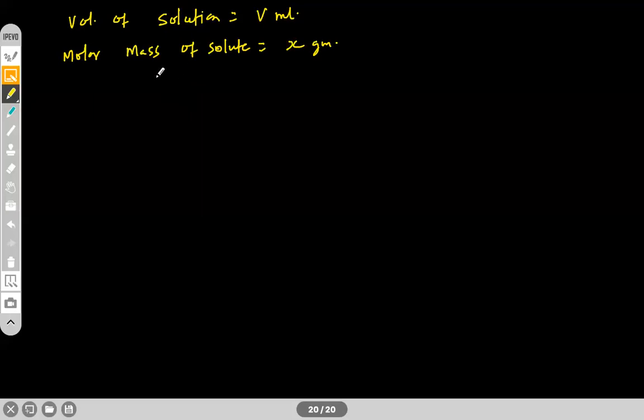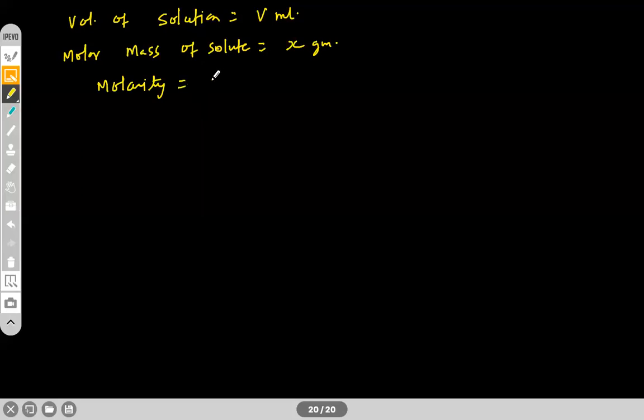You see what I am assuming here. I am assuming the volume of solution. Okay, unit is also very important. That's why I'm writing it down. Volume of solution is V ml. I am assuming ml. Okay, molar mass of the solute, which will be given in the question. Like here, it is NaOH given. I am assuming X gram of it.